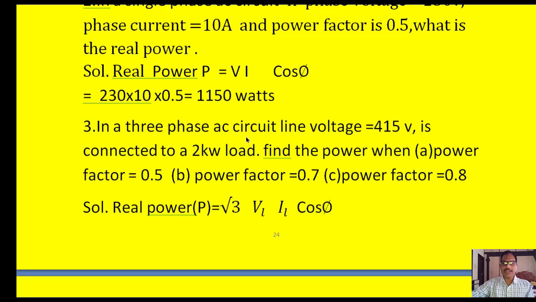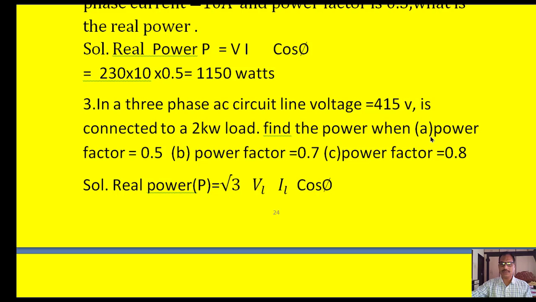So in a three-phase AC circuit, it is given that line-to-line voltage is 415 volts and it is connected to a 2 kilowatts load. Find the current when power factor is equal to 0.5 in part A, when the power factor is 0.7 in part B, and when power factor is 0.8 in part C. So these three conditions are given to observe what is going to happen to the load current.